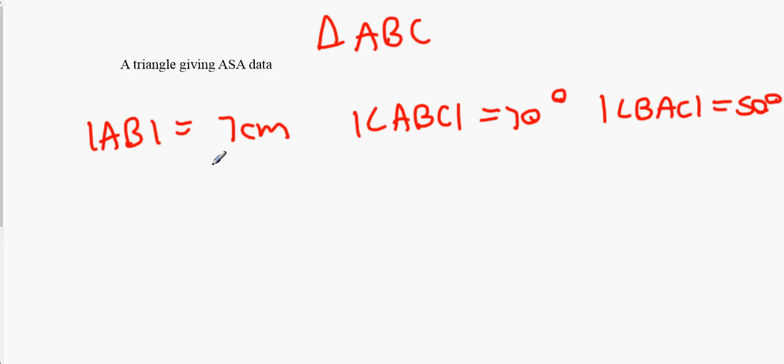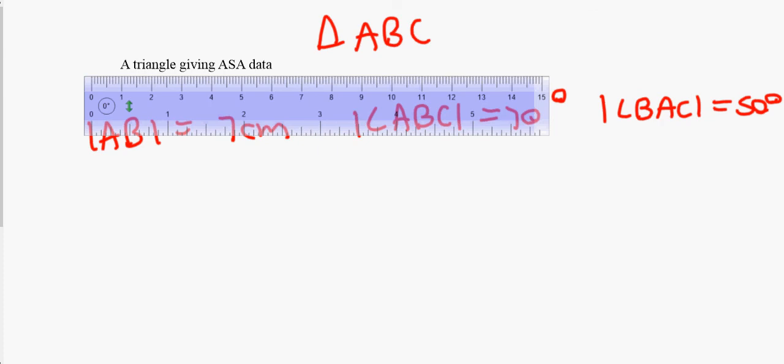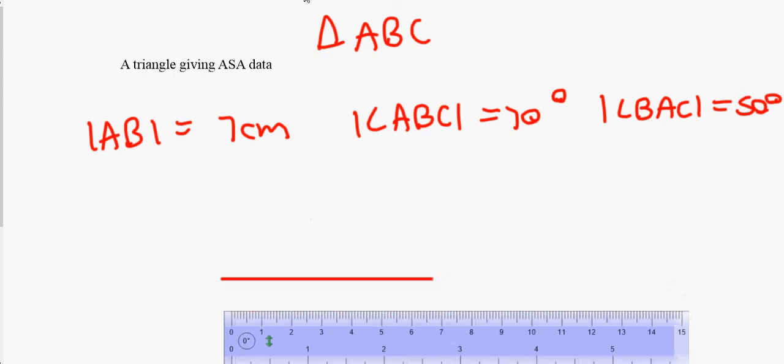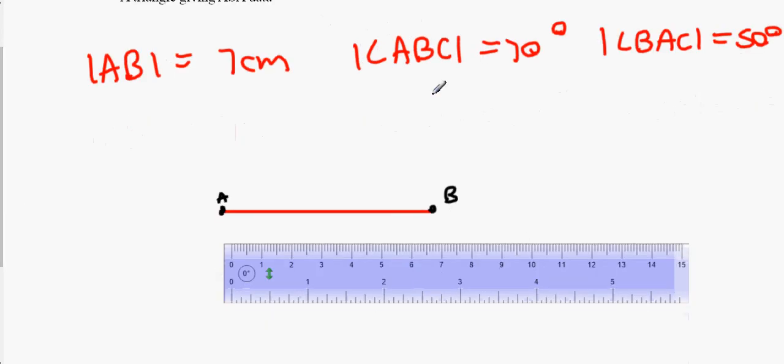Now you only have one side to draw. You have to draw AB at the start, okay? Because that's the only way you can start this question. So you're going to get your ruler out and you're going to draw a line of 7 centimeters for AB. Okay, so that's the line AB, A to B. Next thing we can do is get out the protractor.